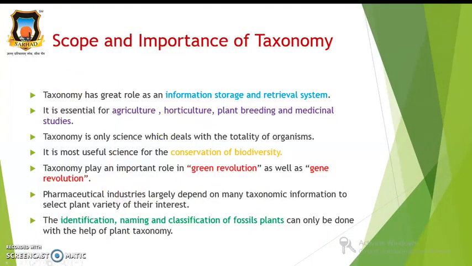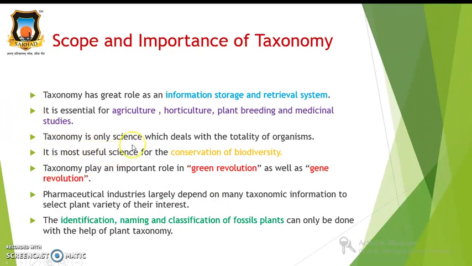Then next is the scope and importance of taxonomy. Taxonomy has a great role as an information storage and retrieval system. It is useful to store the information, and the retrieval system is for recovering specific information from stored data. It is also essential for agriculture, horticulture, plant breeding, and medicinal studies, because it helps to easily identify and classify the plants.